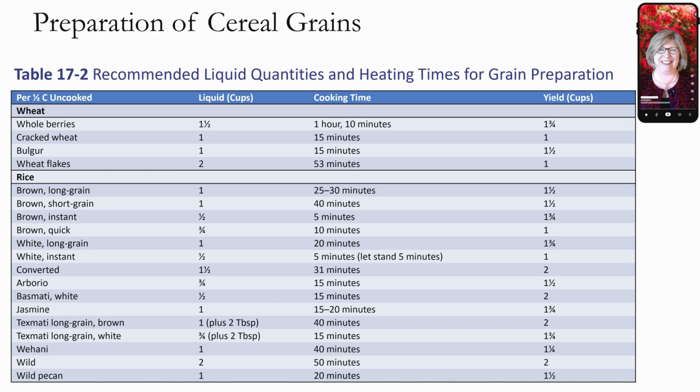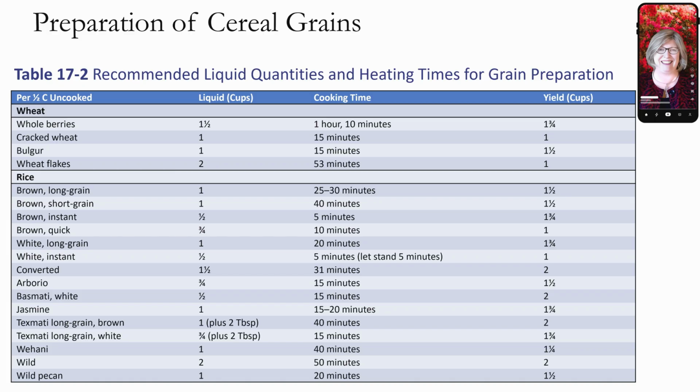So let's take a look at a couple of these. It's interesting to me that even in the rice category, the cooking time can be different, the yield is different. Let's compare basmati rice, a half cup uncooked plus a half cup liquid, cook for 15 minutes, and it yields 2 cups of rice. Compared to jasmine rice, where you start with a half cup uncooked, you add 1 cup of liquid, cook for about the same time, a little bit longer, and you yield 1 3/4 cup.